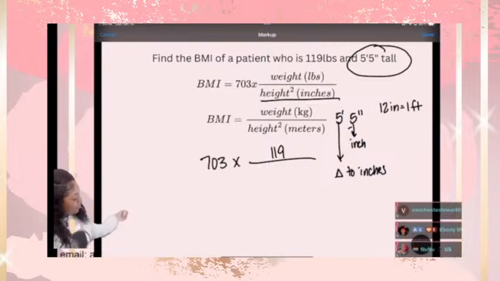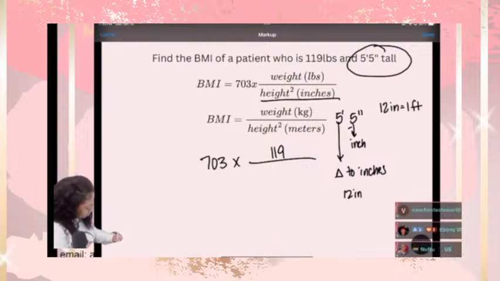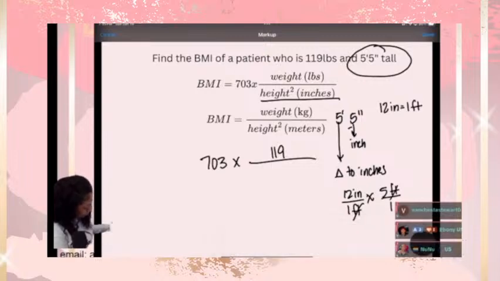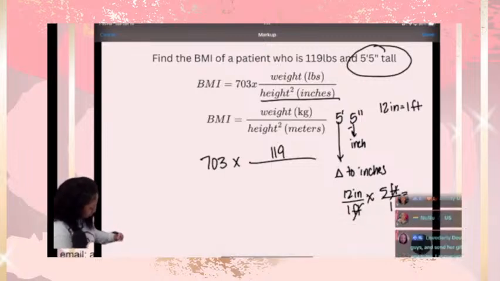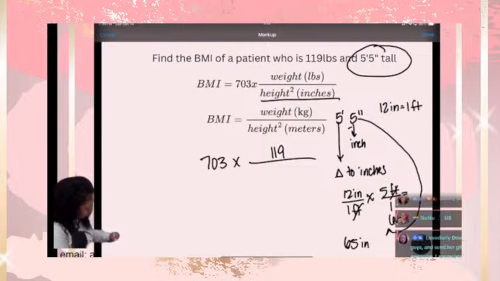Okay, so if you have 12 inches in 1 foot and we're looking for inches, we're going to start with inches at the top. So 12 inches in 1 foot times 5 feet over 1. Your feet cross out. Get out the way. And now you're left with inches. So that's 60 inches. Then you add it to that, and it's 65 inches total. So now it'll be 65 squared.